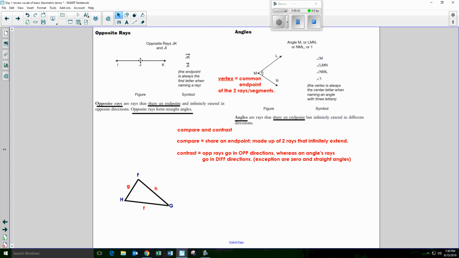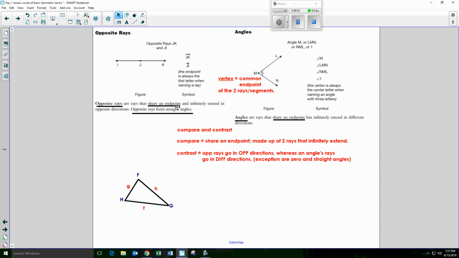In this case, J. Ray JK going to the right, ray JI going to the left. Here are my 2 rays. They share the same endpoint. Notice J is both their endpoints. Opposite means go exactly opposite one another, so they will form a line. 2 opposite rays form a line. Now down here it says 2 opposite rays form straight angles. That's true too, and a straight angle is 180 degrees. So a line is 180 degrees, just so you know.